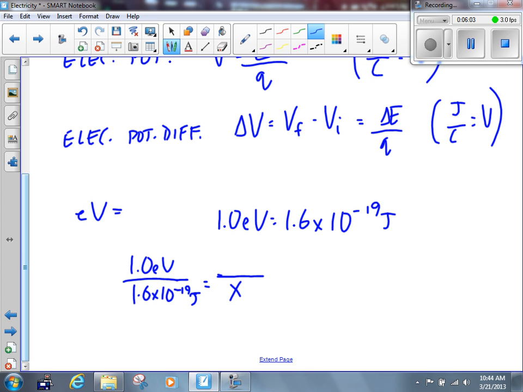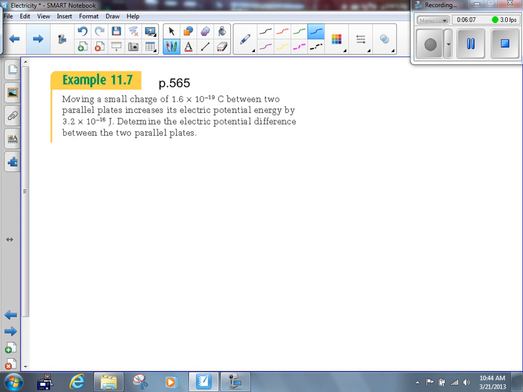All right. Let's do an example problem that we didn't quite get to yesterday, 11.7 on page 565. Moving a small charge, 1.6 times 10 to the minus 19, between two parallel plates increases its potential energy by 3.2 times 10 to the negative 16 joules. What's the potential difference between the two plates?